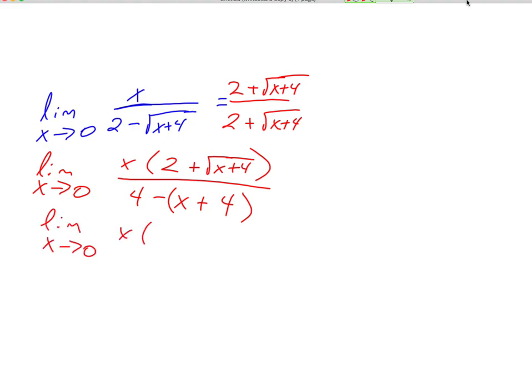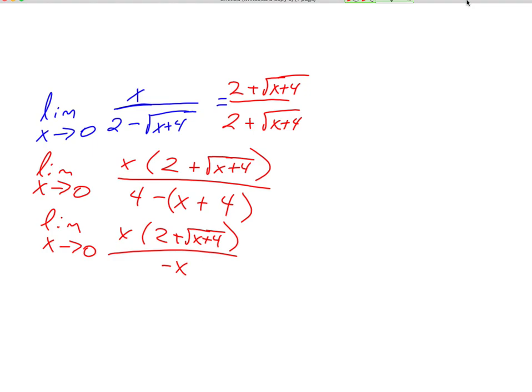I have x times 2 plus the square root of x plus 4 over, if I distribute, I end up with just negative x in the denominator because those 4's cancel. Okay? And I would have had a dead giveaway that I did something incorrectly because I would have ended up with negative x plus 16 on the bottom. What is the dead giveaway that I did something wrong? I should be able to cancel. If it was 16 minus x, I don't have anything to cancel, which tells me I did something wrong.